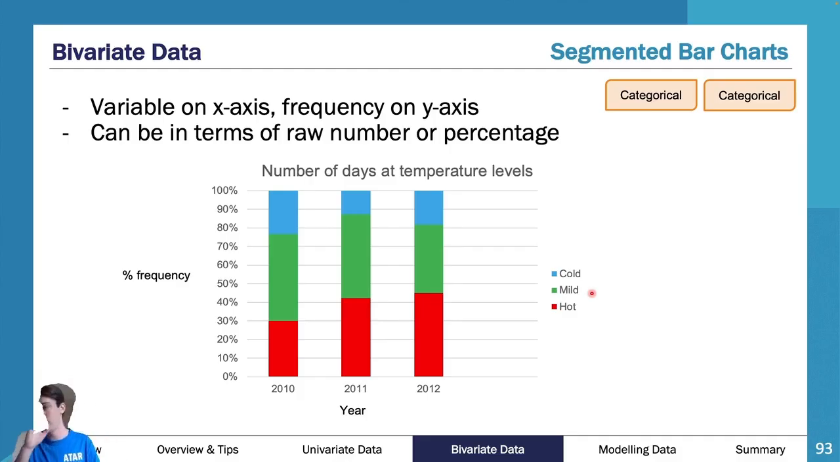Doesn't really matter, the colors sort of match up with it. But nonetheless, the colors need to be the same. So for 2010, 11, and 12, hot needs to be red, and there needs to be a key. Same with mild, it needs to be green for each of the three of them. Cold needs to be blue for each of the three of them.